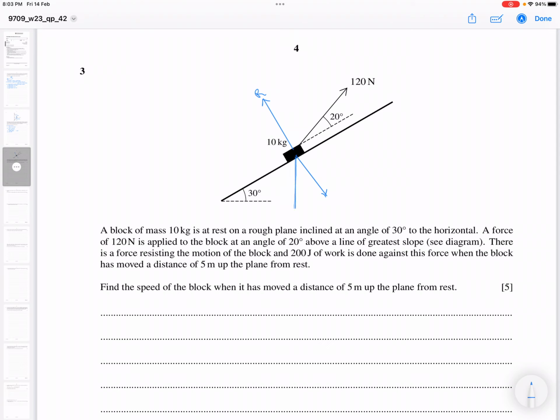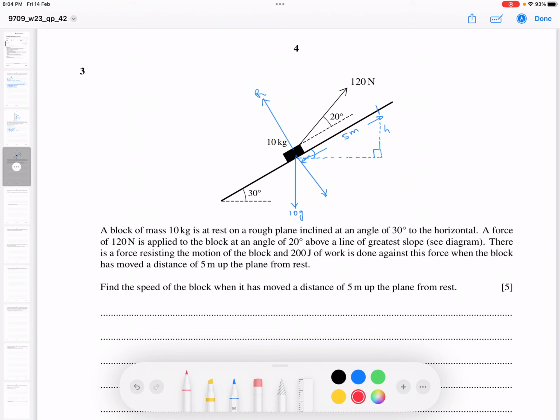So this is our weight, which is 10 kg, and suppose this is the distance it moves, the block has moved 5 meters. From here, if I make a right angle triangle to get the height, this would be my height, and this is my 30 degree angle. Let me write it with different colors so that it is prominent.